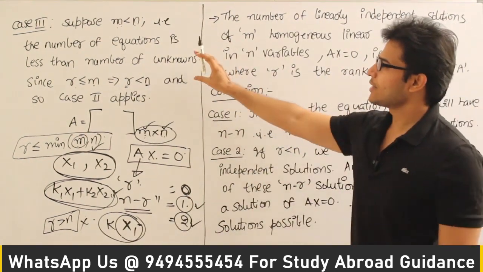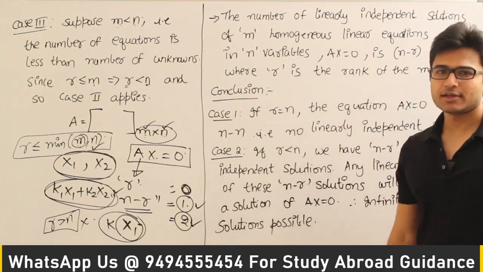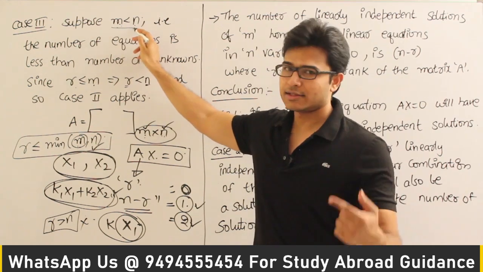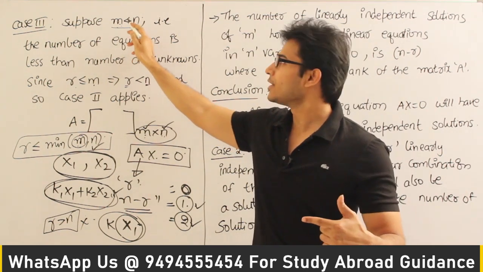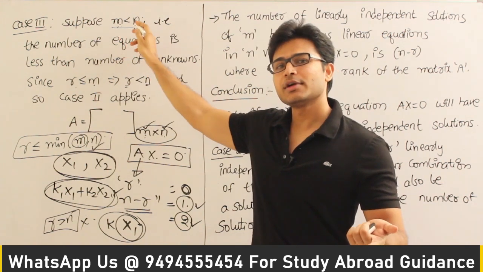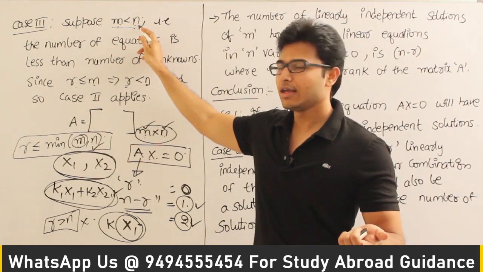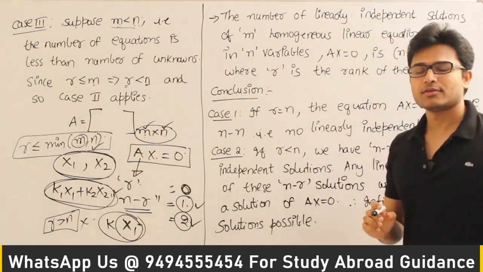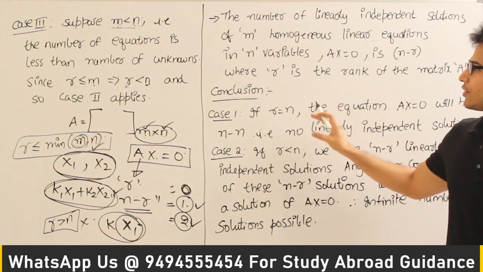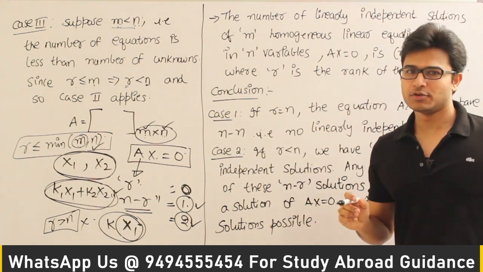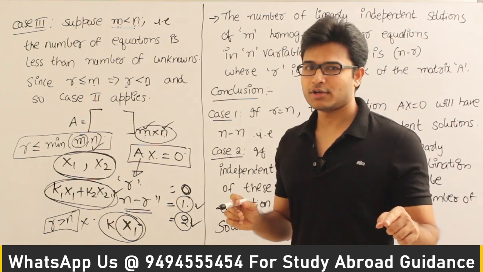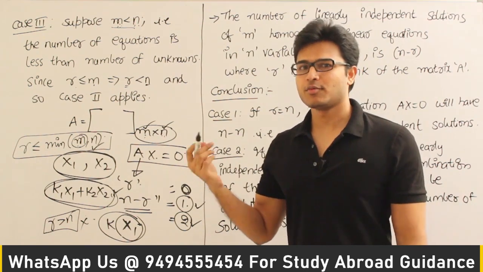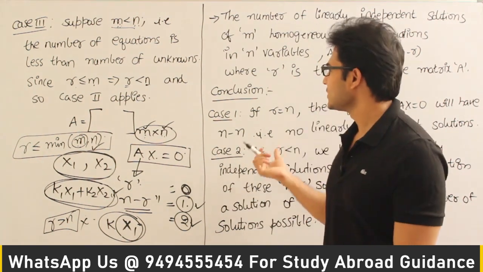So in the third case, actually the second case will apply, because I think you got the derivation right. M is less than n. Therefore rank cannot be greater than m, and so rank cannot be greater than n, right? And since rank is less than n, it is again the second case. So anyway, what I mean to say is, in order to find out the number of linearly independent solutions, you are first supposed to find out the rank of the matrix A, and once you find out the rank of the matrix A, you can talk about the number of solutions. Got it? Using these points.